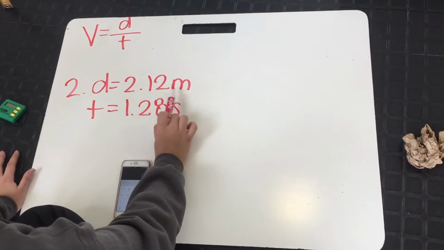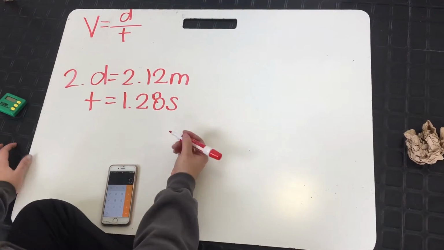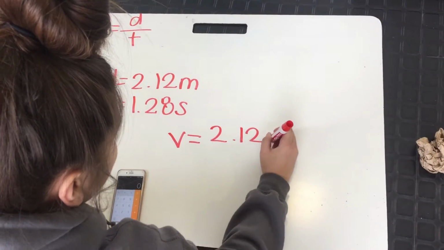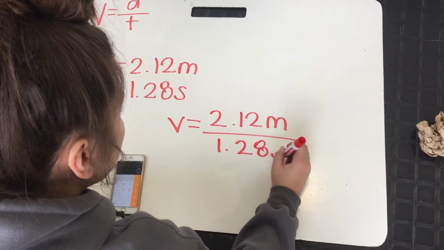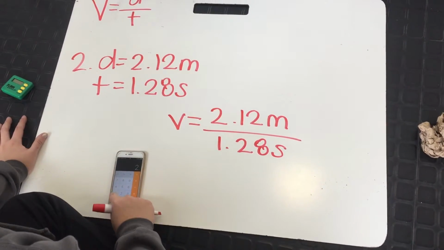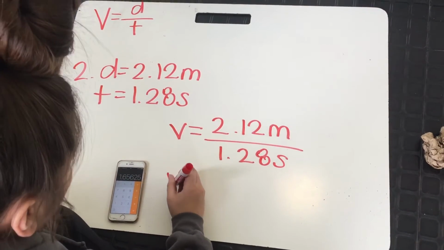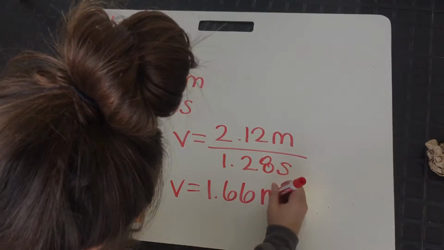Now for the second trial, we still have 2.12 meters with a time of 1.28 seconds. So for the wave speed, we will take V equals 2.12 meters over 1.28 seconds. And when we calculate it, it will be 1.66 meters per second.